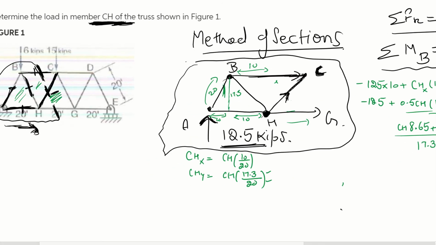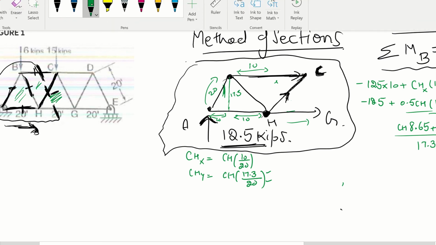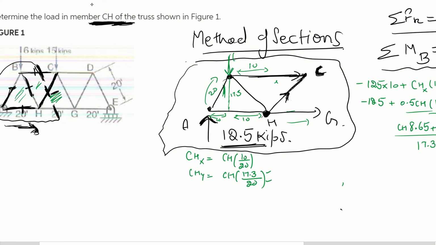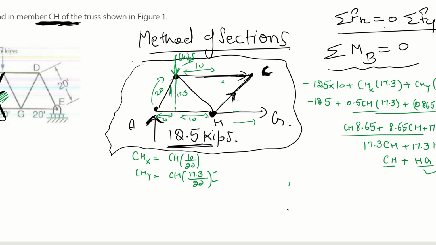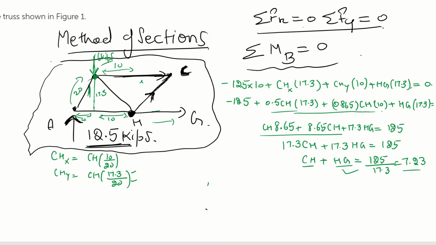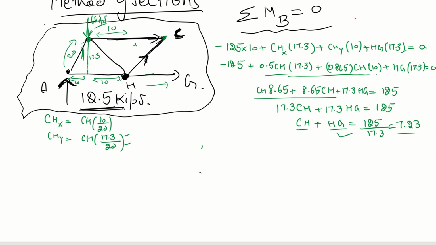And one of the things which I haven't considered, luckily it didn't create any problem for me, is this load here. I forgot to consider this 6 kips when I was solving for point B. Because I was solving for point B, this load was acting on point B, so it didn't affect my equation. Now I will take the moment about point C. Sigma MC equal to 0.